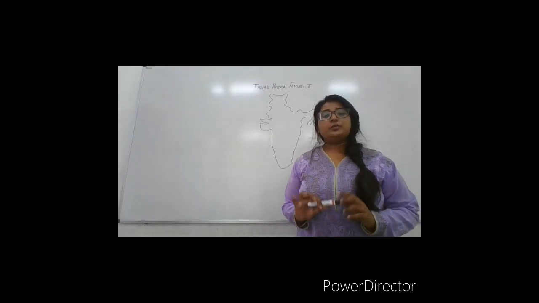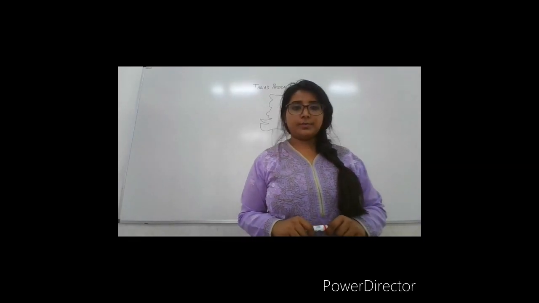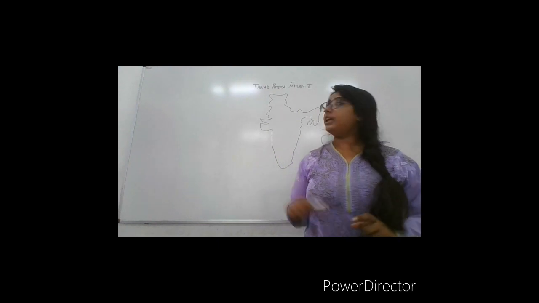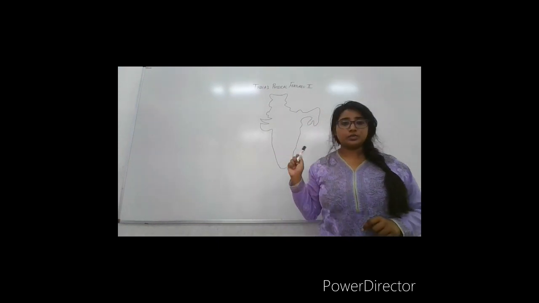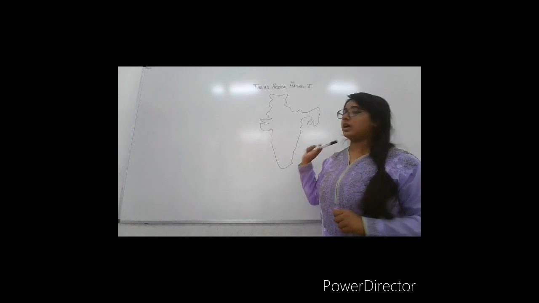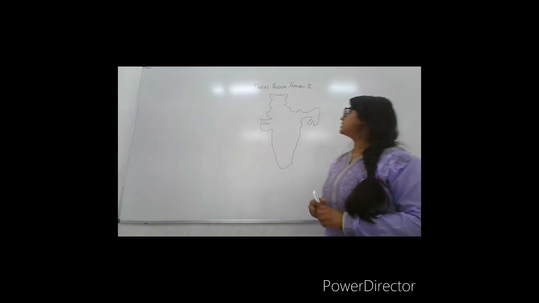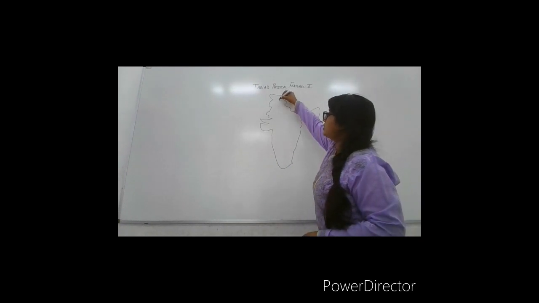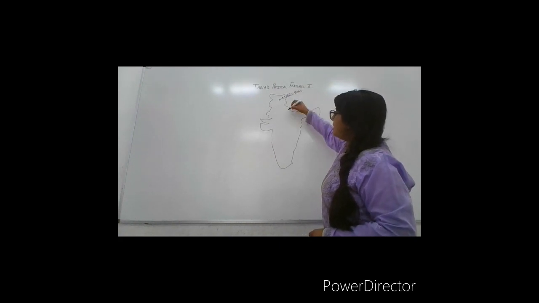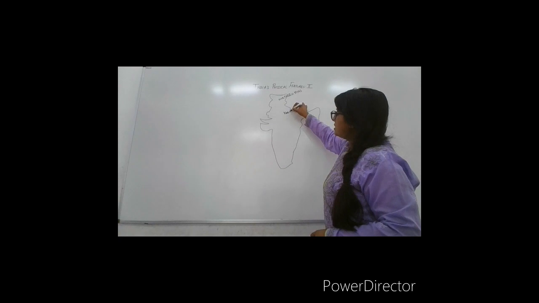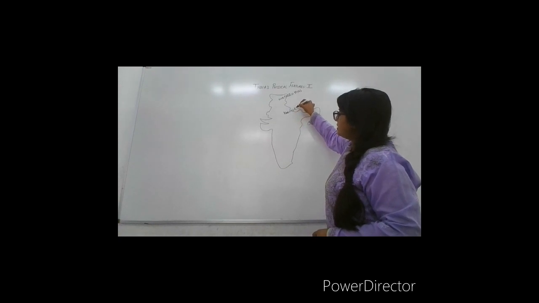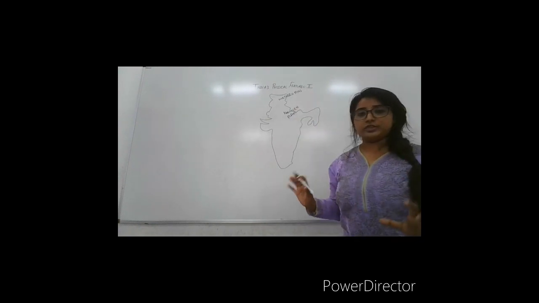Good morning, everybody. Today we'll talk about Chapter 4, India's Physical Features Part 2. This is the chapter of Class 4. We have already discussed the Northern Mountains and the Northern Plains. So we are left with two more physical features.